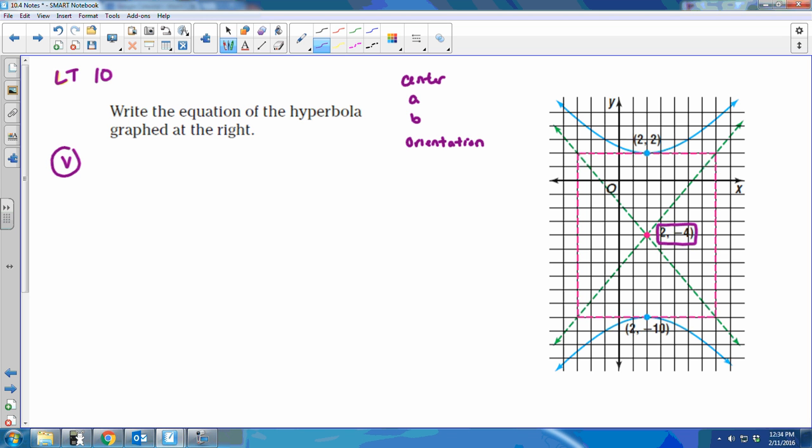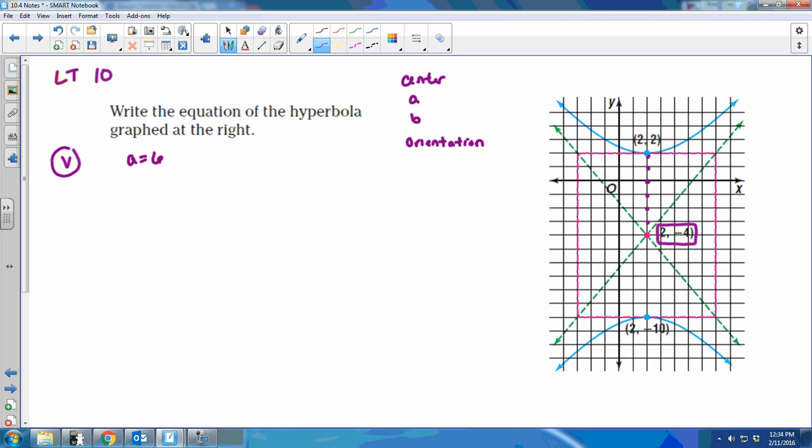if you know what A and B are. If you don't know the definitions of what A and B represent, then you can't figure them out. And that's the problem we ran into with ellipses. So A is the distance from the center to a vertex. So how far is it from the center to a vertex? 6. 1, 2, 3, 4, 5, 6. So A is 6.